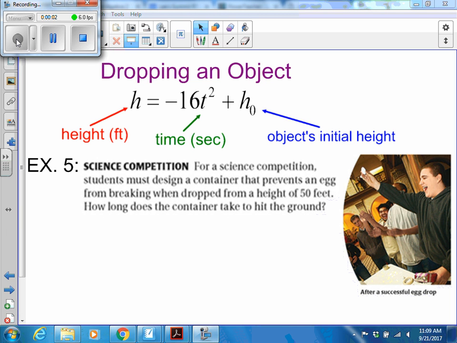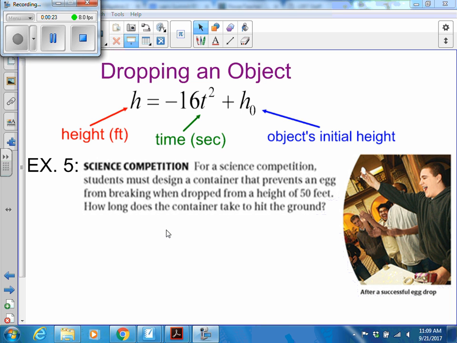So this is example 5 for notes 1.5, section 1.5. Now we are going to create a function to illustrate dropping an object. Of course this is going to be a quadratic function, because that's what we're working with, okay? So let's read the question and then go over how we create the function.